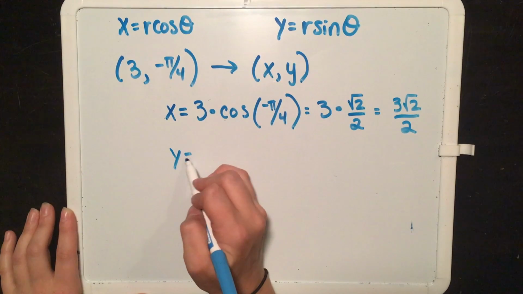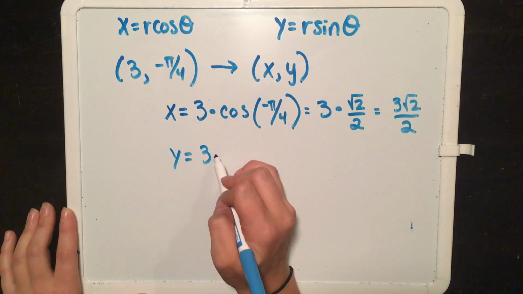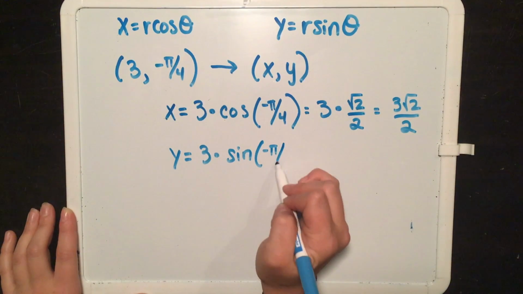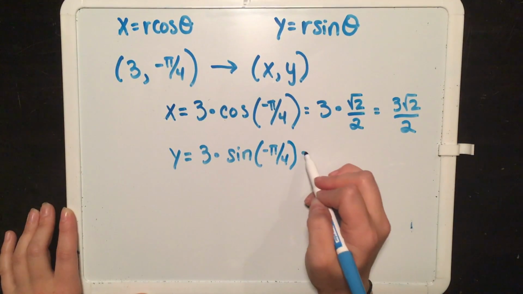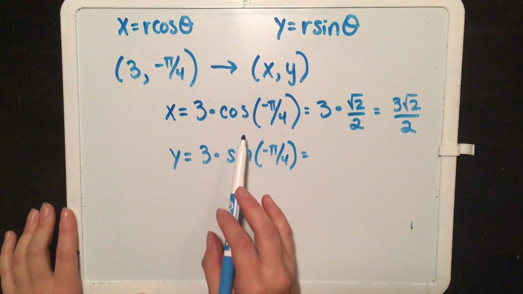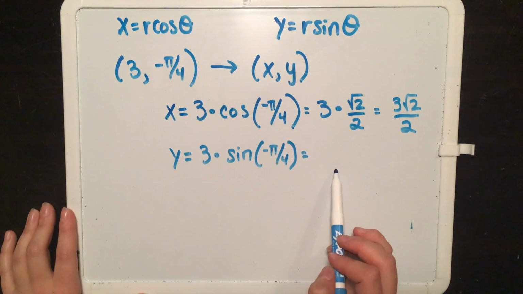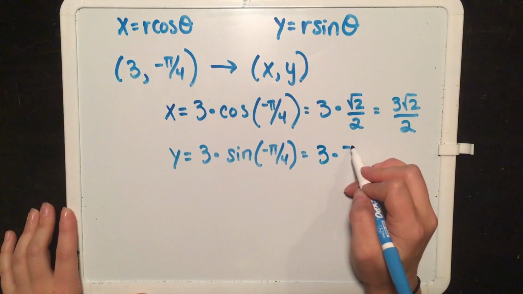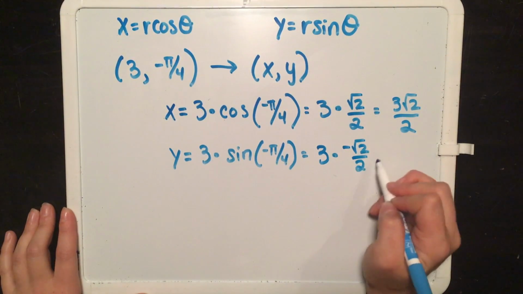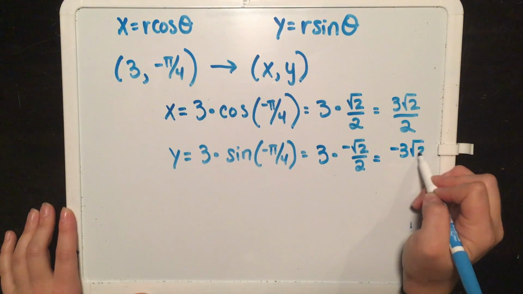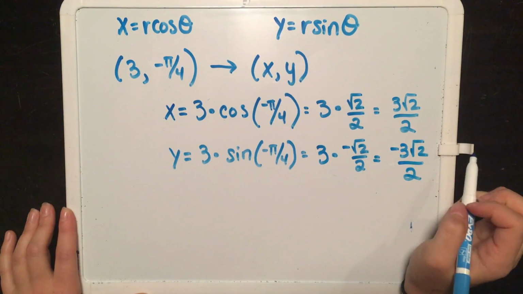Our y value, r times sine of theta, and sine of negative pi over 4 is the same thing as cosine, but it's negative because it's in the fourth quadrant. 3 times negative root 2 over 2, which equals negative 3 root 2 over 2.